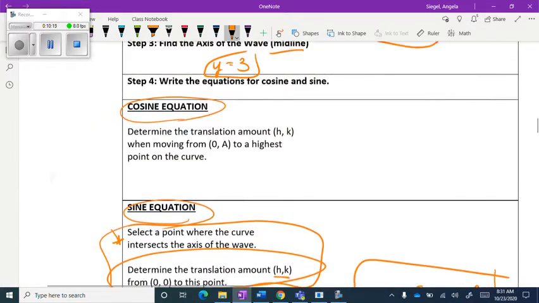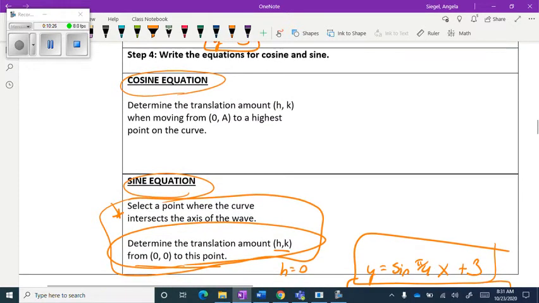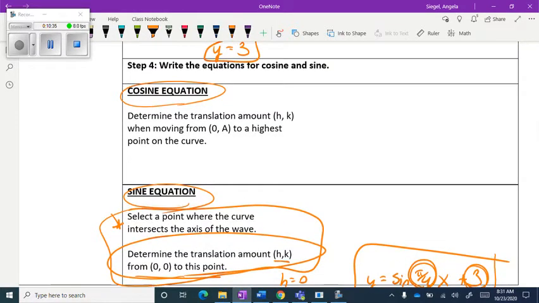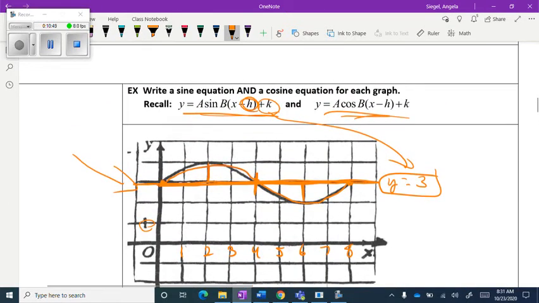Okay, now let's transition on to cosine. Some things are going to be the same. This B is going to be the same, and K is going to be the same. And also our amplitude will be the same. So let's go up here, and it says determine the translation amount when moving from 0, 0 to the highest point on the curve. So that's where we're going to start. Let's get a different color. We're going to start right there.